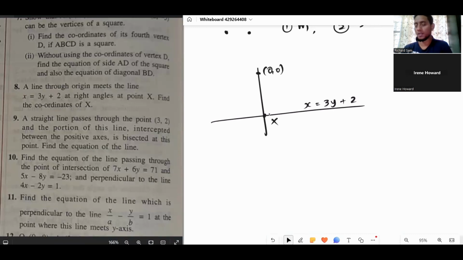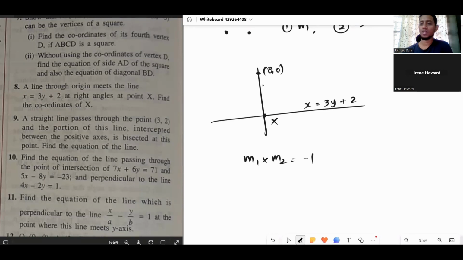Because the two lines are perpendicular, M1 into M2 is minus 1. So if we know m1, we can find m2, and if we know m2, we can find m1. Can we find the slope of any of the lines? We have the equation. If we change the equation into the y-intercept form, we can find m. Once we get the slope of this line, we can find the slope of the other line. For the second line, we have a point and we have the slope, so using point slope, we can find its equation.